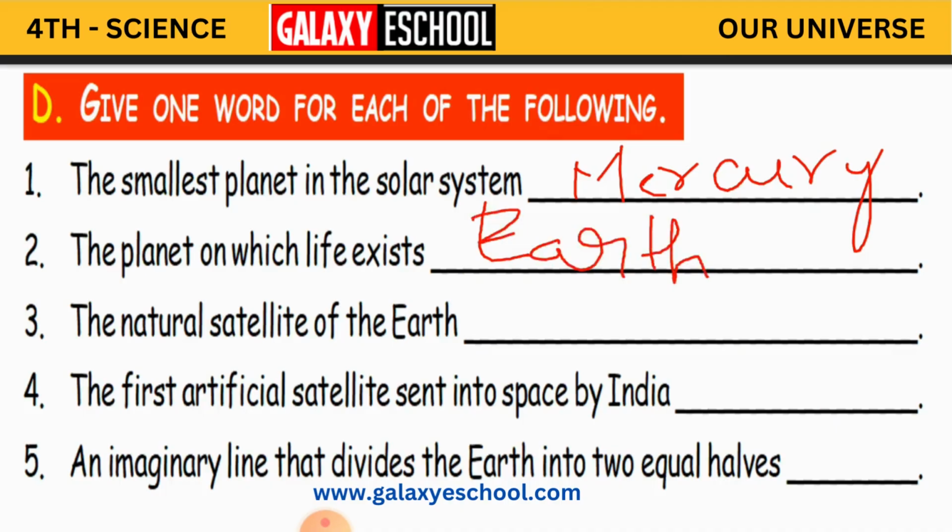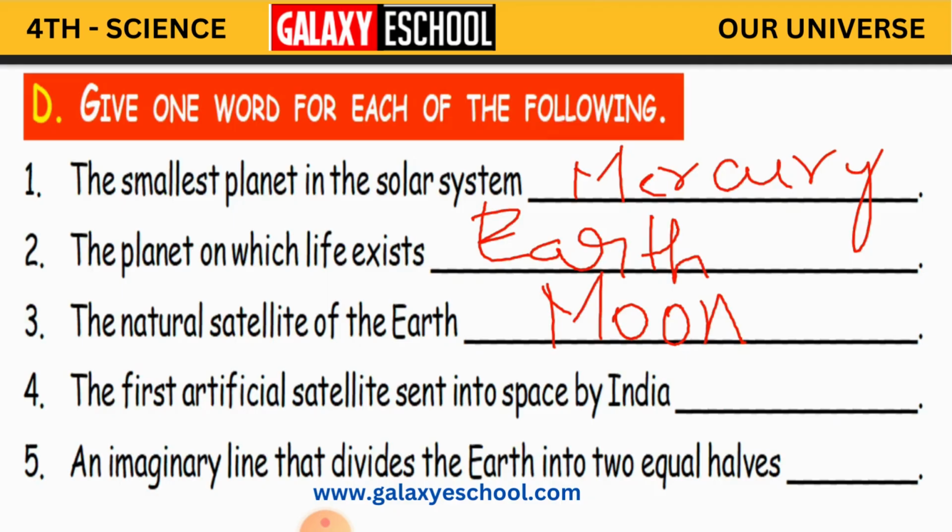We are living, animals are living, birds are living, plants are living. All these have life, and this is only possible on this planet Earth. Okay, now the third one is the natural satellite of the Earth. It is our beautiful moon. Okay, now the fourth one: the first artificial satellite sent into space by India.